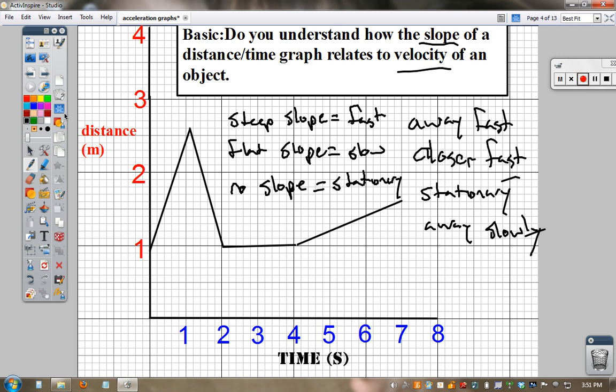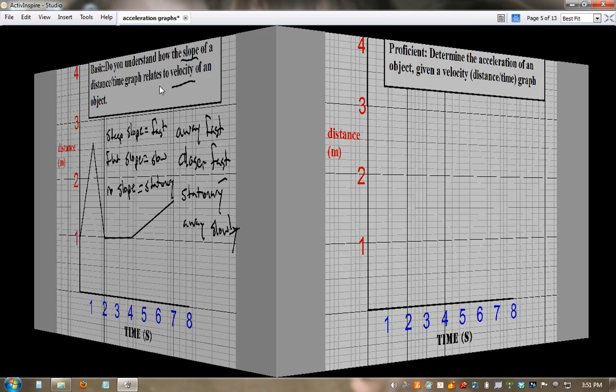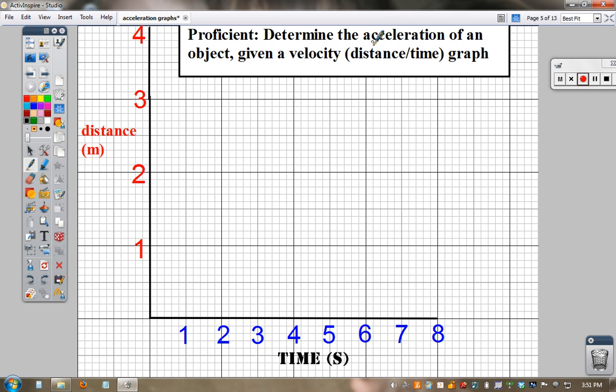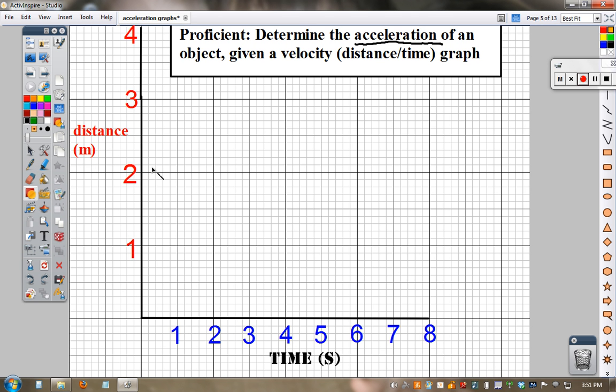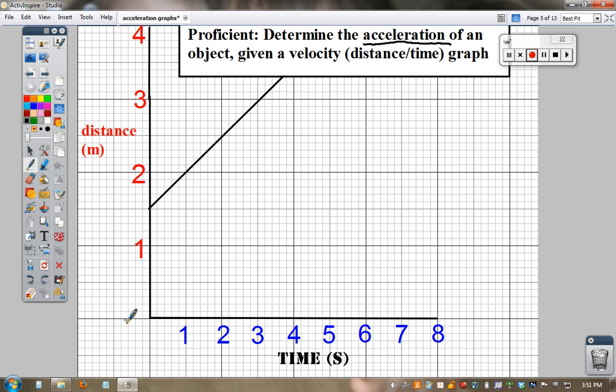So now our next graph. This is our basic idea. Proficient. Determine the acceleration of an object given a velocity distance over time graph. So first questions, draw this line. By the way, on the graphs that you're drawing, no numbers. Just do distance and time. Draw this line for me. And I want you to tell me, is this line showing acceleration, yes or no?